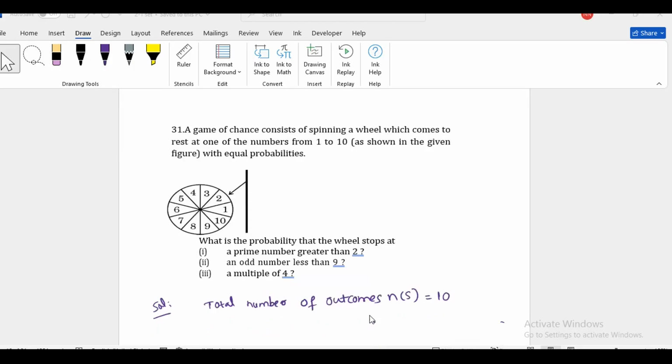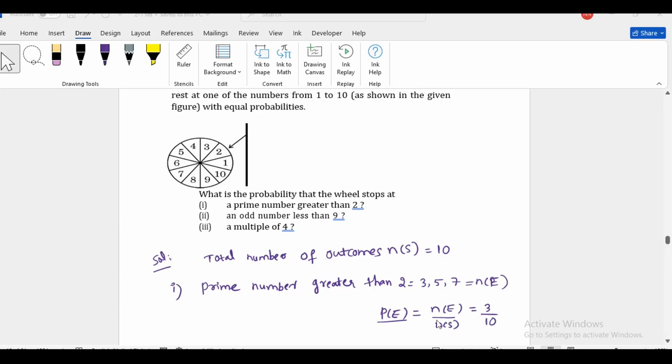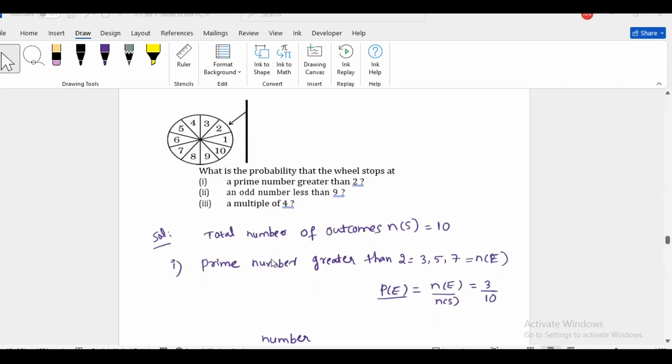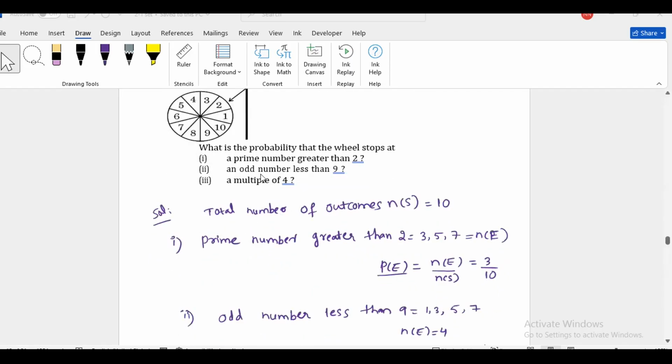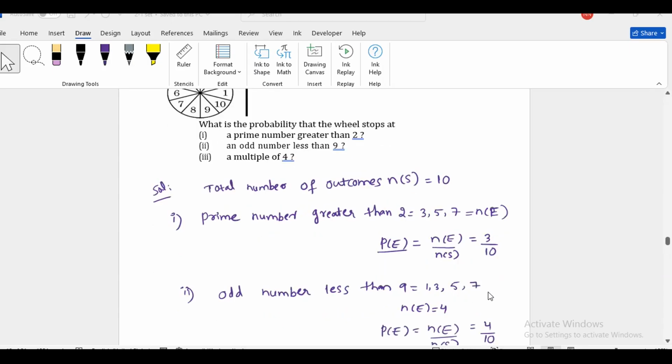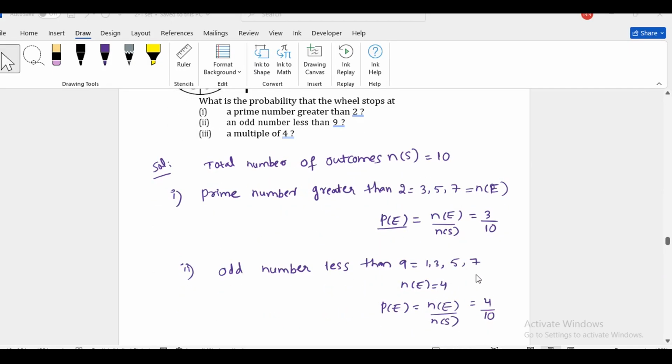Here what is the total number of outcomes? Number of S is equal to 10. A prime number greater than 2. Prime numbers greater than 2 are 3, 5, 7. So number of E is equal to 3. To find P of E, it is equal to number of E by number of S, that is 3 by 10, the first answer. Next, second answer, an odd number less than 9. Odd numbers less than 9 are 1, 3, 5, 7, and number of E is equal to 4. Number of S is equal to 10. So 4 by 10 is the second answer.